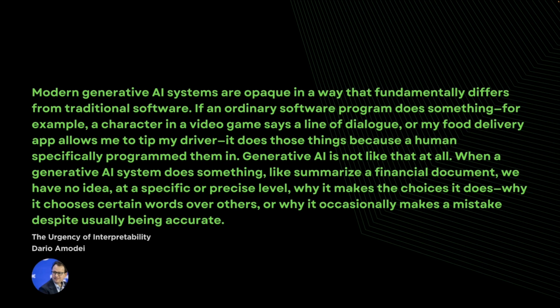But recently, Dario Amodei, CEO of Anthropic, wrote this lengthy piece that kind of took the press by storm, The Urgency of Interpretability. And it was mostly about how we do not necessarily understand how generative AI itself is generating results. And this is an issue that is going to be quite important. They work, but we cannot pinpoint exactly how they work. When a generative AI system does something like summarizing a financial document, we have no idea at a specific or precise level why it makes the choices it does, why certain words over others. This is a big issue.